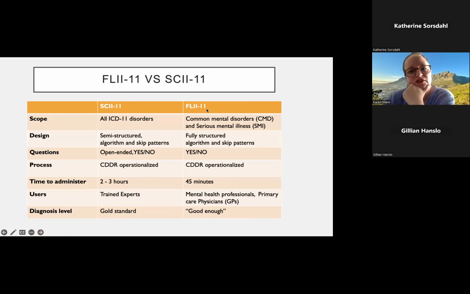So here's the difference between the flexible interview and the structured clinical interview. In the FLII-11, we only cover common mental disorders and serious mental illnesses. It is almost fully structured, and it only contains yes and no questions. But the operationalizations are identical. Because it does not cover everything, it's going to be a lot shorter, and it's also a lot simpler. In other words, it's designed for use by all mental health professionals and primary care physicians. And so this is not going to be the gold standard. It's not going to be perfect, but it's supposed to be good enough.